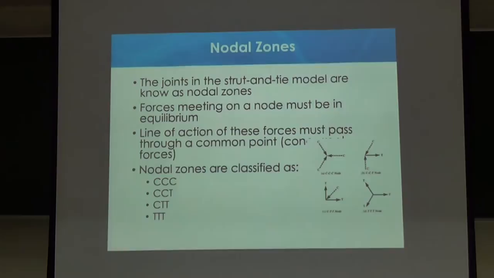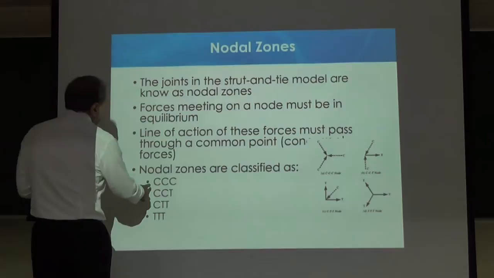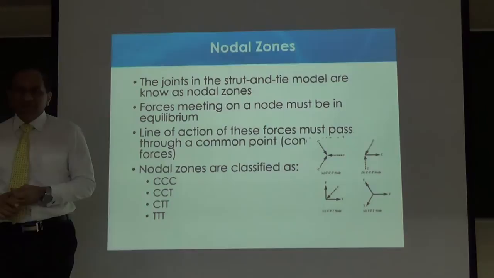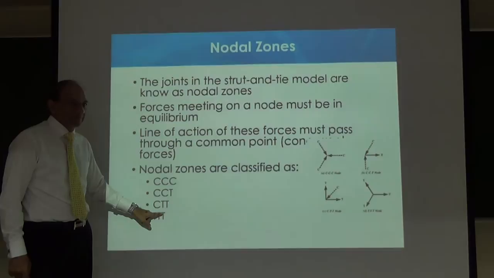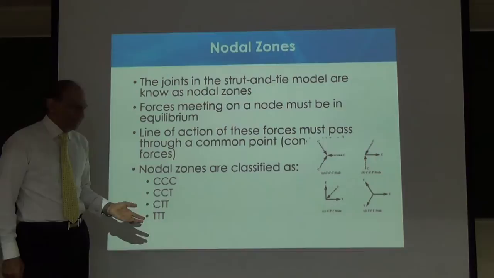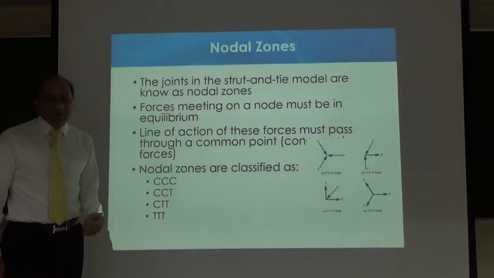Then we come to nodes, the connections between ties and struts, or connections at the point. And here we can have these types of nodes: CCC, CCT, CTT, and TTT, right? Where we have three compressions meeting at one location, two compressions and one tie, one compression and two ties, and three ties. Some of them are almost impossible to create, like CCC or TTT. You know, it's not practically possible. Most of the time, it will be CCT or CTT type of nodes that you will have. One of them will be tension, and the other two will be compression.